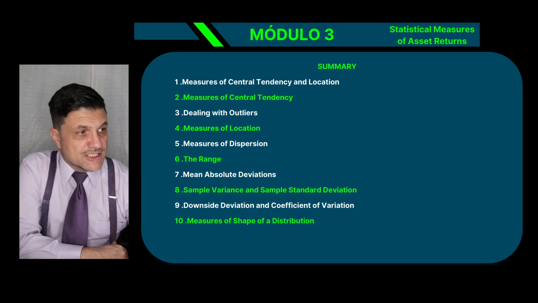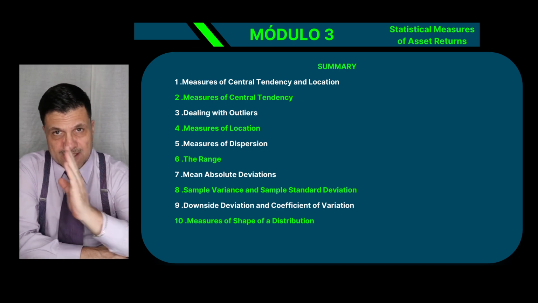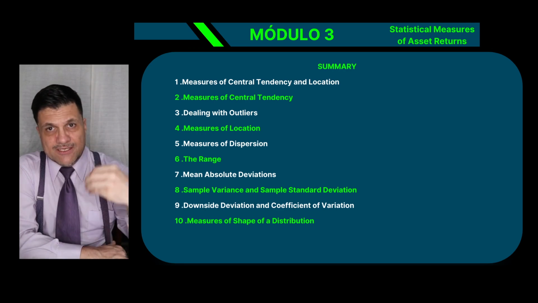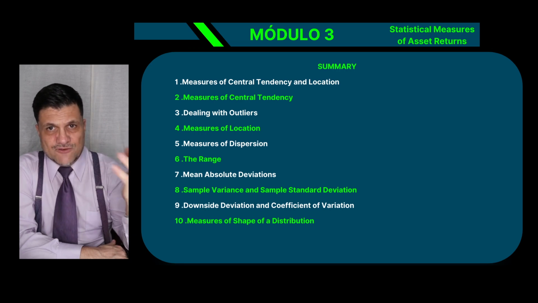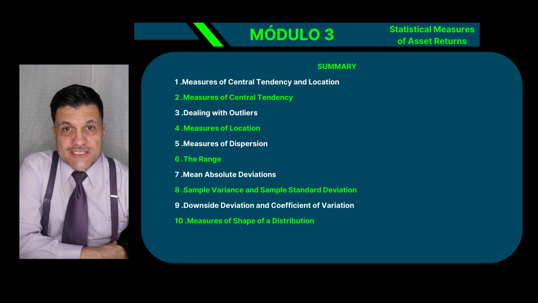Measures of location. So mean, median, and mode. That's exactly where the location of the data is, what is the percentage of the data to the left, to the right, things like that. The range is an interval. It's from something to something.